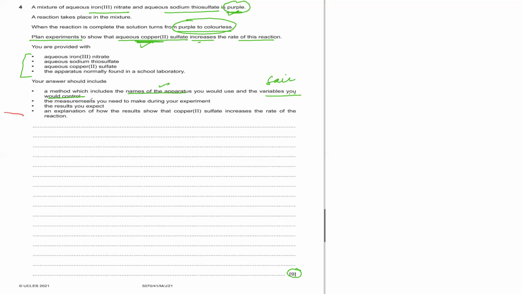Then, apart from that, the measurements you need to make during your experiment. What kind of measurement? Is it going to be the temperature change, or time change, or precipitate formation? Based on what observation, what measurements you make, you have to specify, okay? Then the result you expect and the explanation of how the result, the inference, the conclusion. Based on the result or data you collected, you have to conclude that copper sulfate increases the rate of reaction.